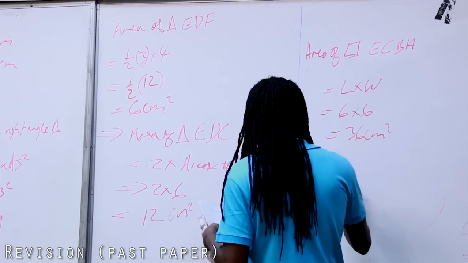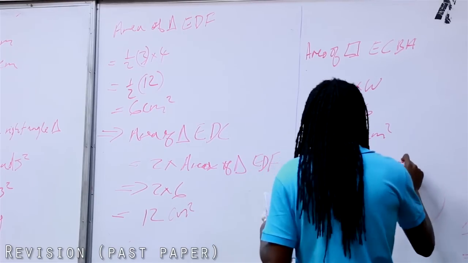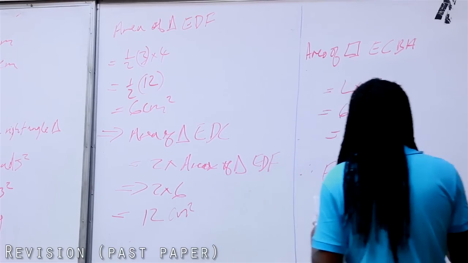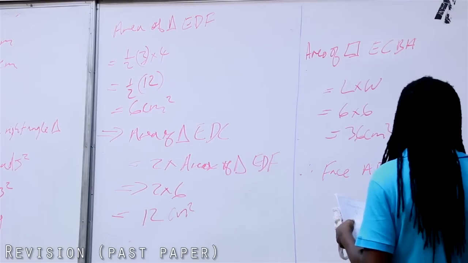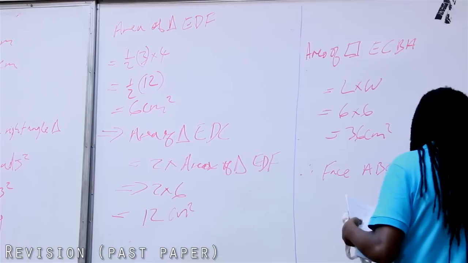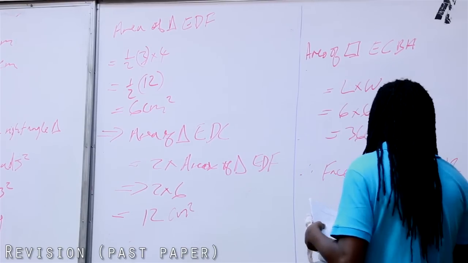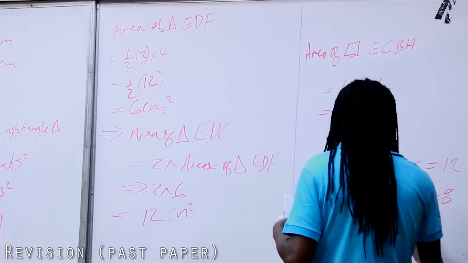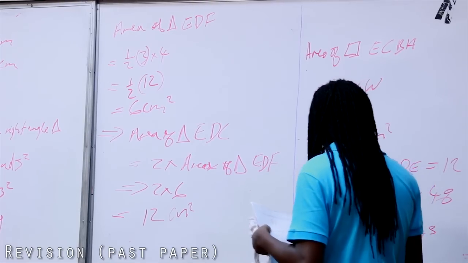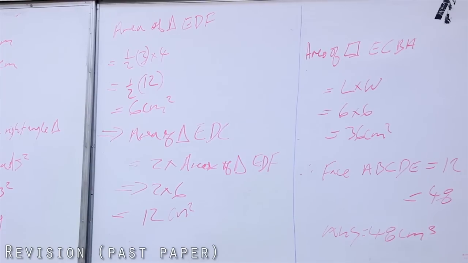Therefore, face ABCDE equals 12 plus 36. 12 plus 36 is 48. Answer: 48 centimeters squared. You know how many marks that is in the exam already?